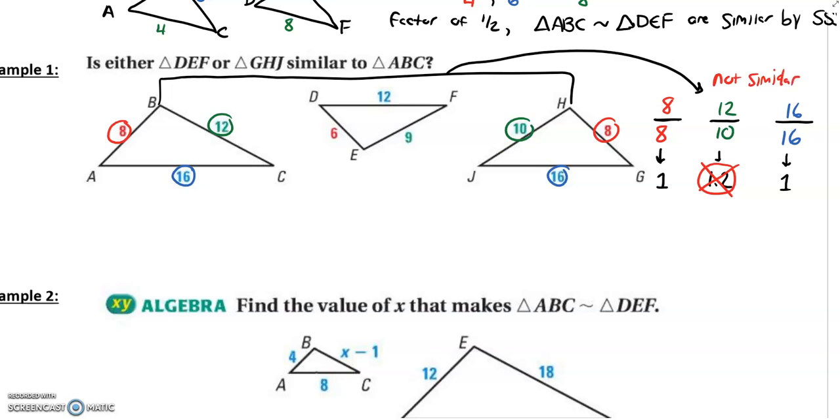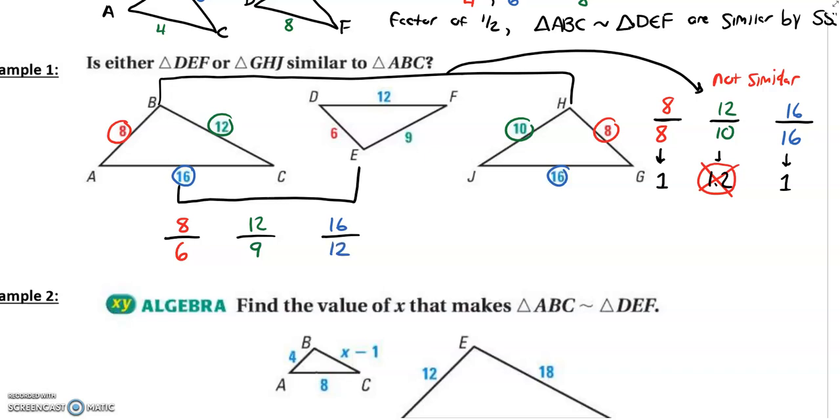So now I want to turn our attention to ABC and DEF. Let's do the same thing. We're going to write our three fraction bars. Don't put an equal sign between them just yet. Let's compare the shortest sides, 8 and 6. Let's compare the medium sides, 12 and 9. And let's compare the longest sides, 16 and 12.